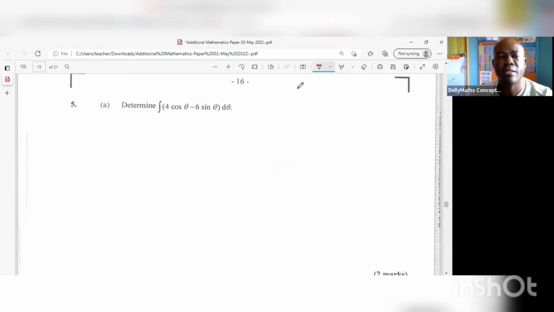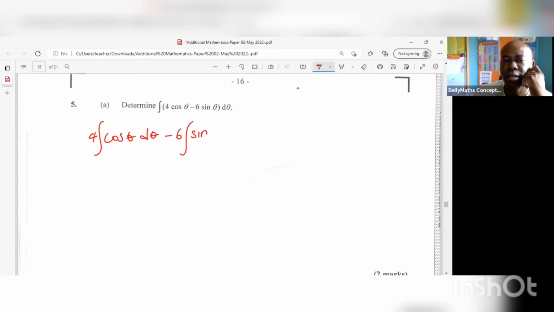So the question says, determine the integral of 4 cos theta minus 6 sine theta. Based on what we have here, we could have the integral of 4 cos theta minus the integral of 6 sine theta, so we actually could split them like that. Basically, what we want to do is to think about where this would come from.